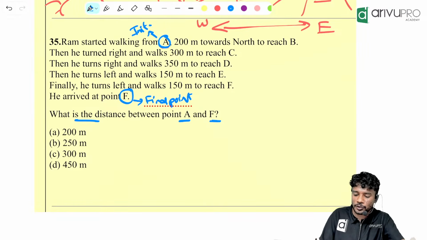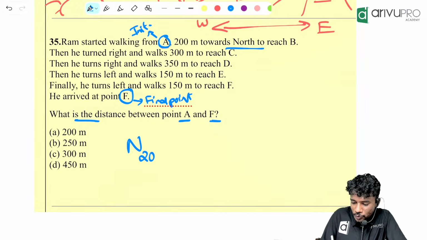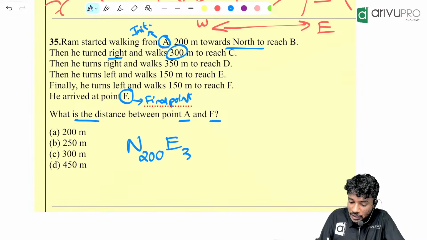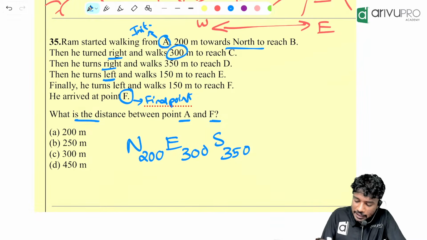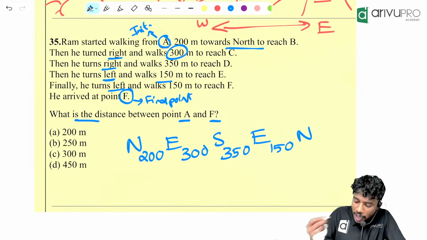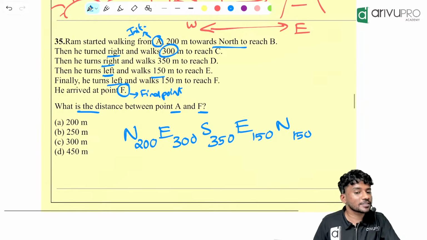What approach? Use your normal approach. 200 meter towards north. Then he turned right. Right of north is east. 300 meters. Then he turns right. Right of east is south. 350 meters. Then he turned left, again east. 150 meters. Then he turns left again. Left is north. 150 meters. Correct? Then he finally reaches the point F.